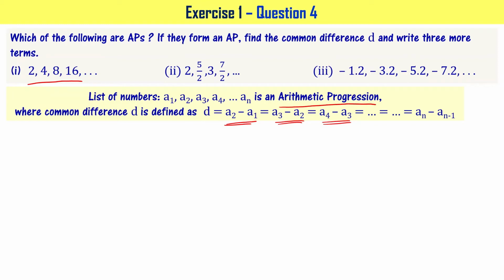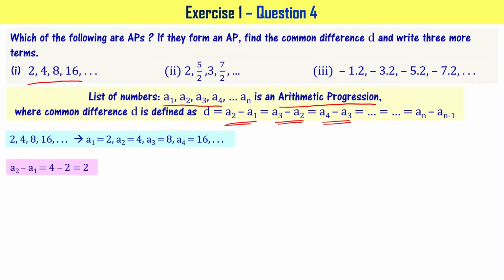So let's start with the first problem. 2, 4, 8 and 16. For this, compare with this particular progression, then you can say that A1 equal to 2, A2 equal to 4, A3 equal to 8 and A4 equal to 16 and so on. Now what I'm going to do is find the difference between successive terms. A2 minus A1 is 4 minus 2, that is equal to 2.